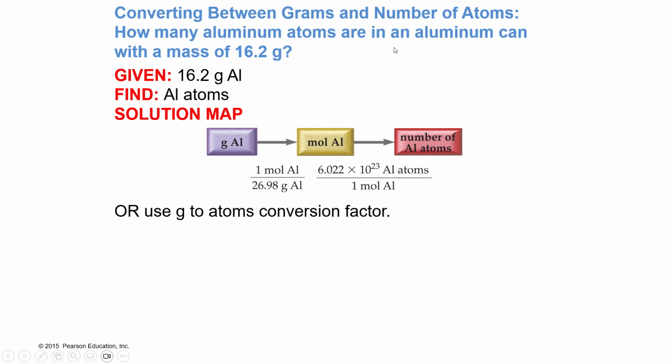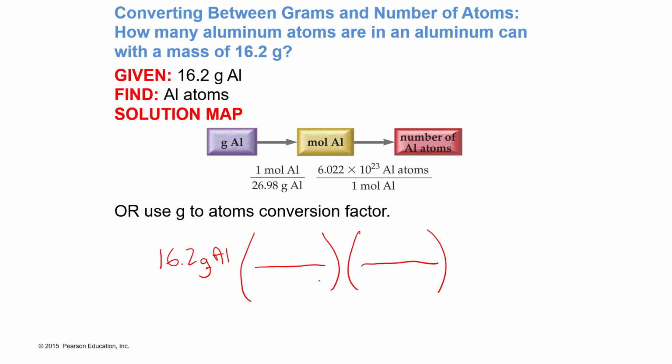So, how many aluminum atoms are in an aluminum can with a mass of 16.2 grams? So if we have 16.2 grams of aluminum, and we want to get all the way to atoms, we're actually going to need 2 sets of parentheses. First, we're going to take grams to moles. And then from moles of aluminum, we can get to atoms of aluminum.